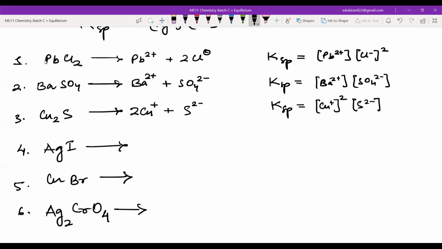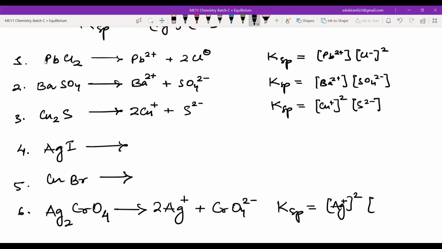This will be 2Ag positive plus CrO4 2 negative. The Ksp for this will be equal to the concentration of Ag positive squared into the concentration of CrO4 2 negative to the power 1. So write 4 and 5. I hope you guys can write. It's very simple.